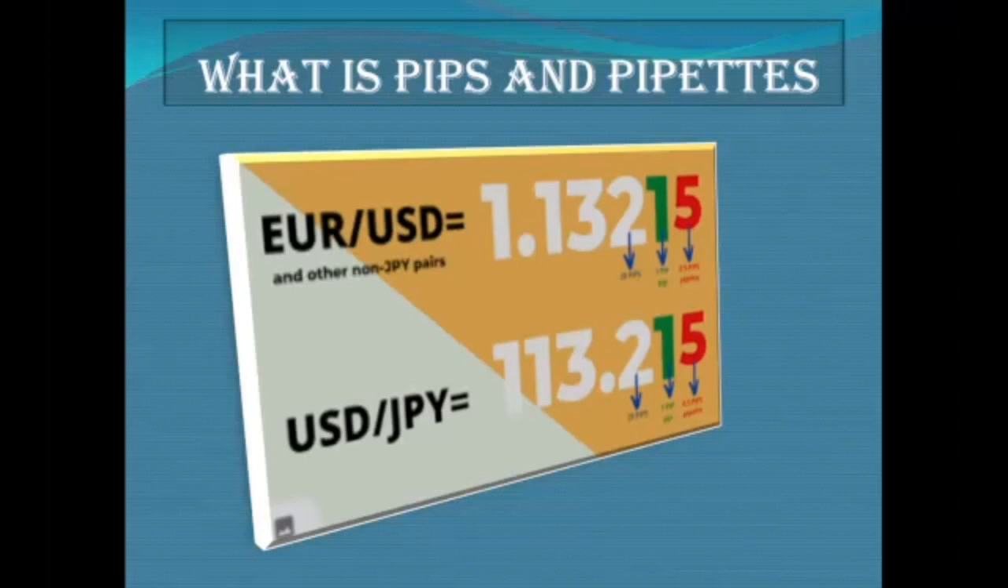Immediately you execute a trade, the price, wherever you see those prices, the bid and the ask price, that is where the market will be instantly executed. And we're also going to be talking about what is pips and pipette.